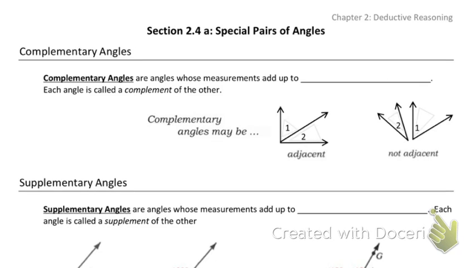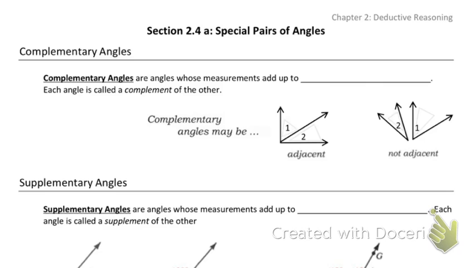Today we're going to talk about special pairs of angles, particularly those ones we talked about in our theorem class yesterday, but we weren't 100% sure what they were when we were looking through that packet. So let's clarify some things about angles today.